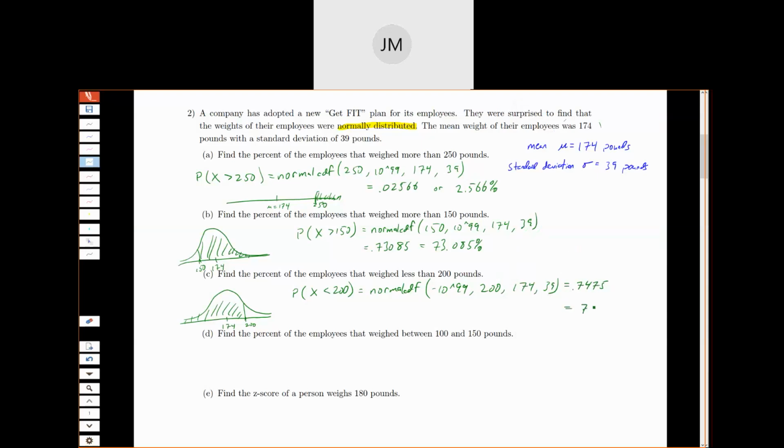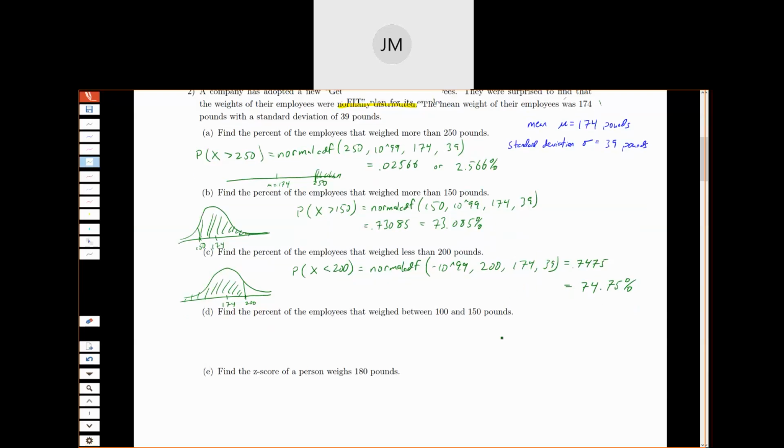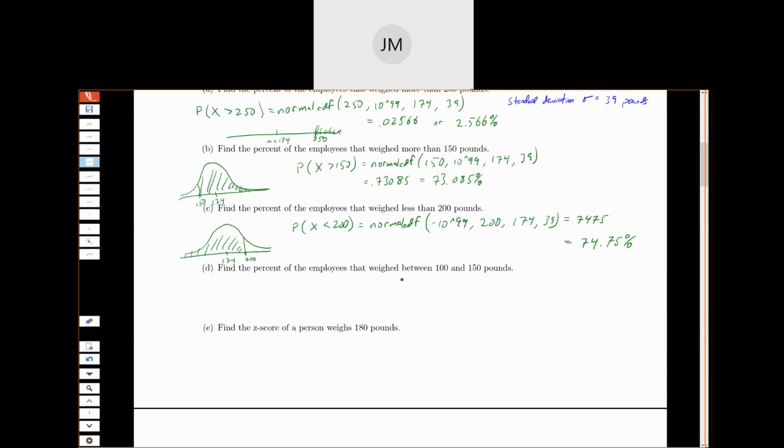Okay, or 74.75%. And again, that's a little bit bigger than it was in Part B, like we said, but not bigger by much. So again, my number sense is telling me this is probably correct. Okay, find the percent of employees that weigh between 100 and 150 pounds.